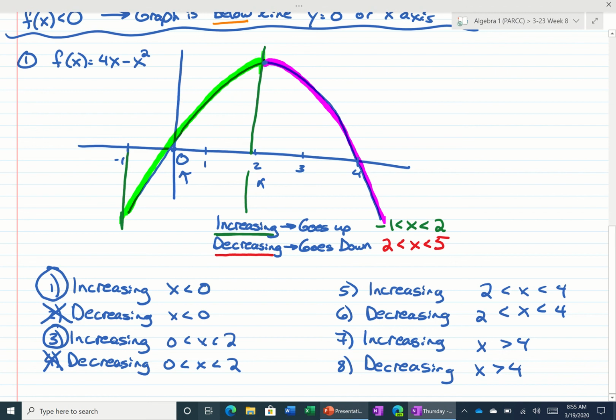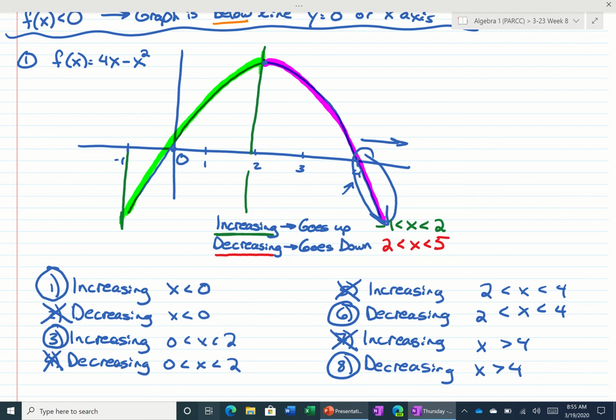For number 5, we're between 2 and 4. Between 2 and 4, the graph is going down. That means it's decreasing. And then for the 7th and 8th options, it's looking for anything past 4. Well, from left to right, the graph is going down. That means it's decreasing. So those would be your answers for problem number 1.